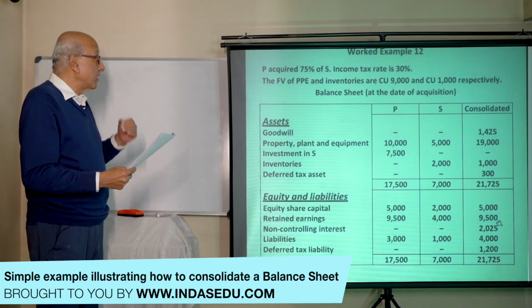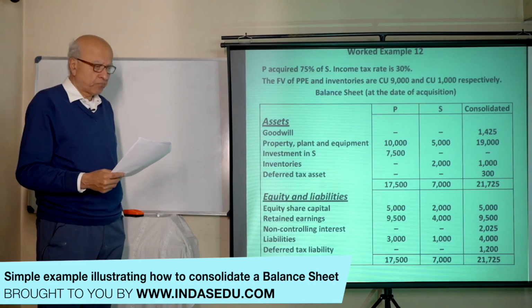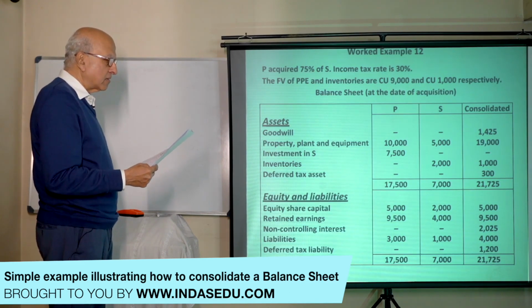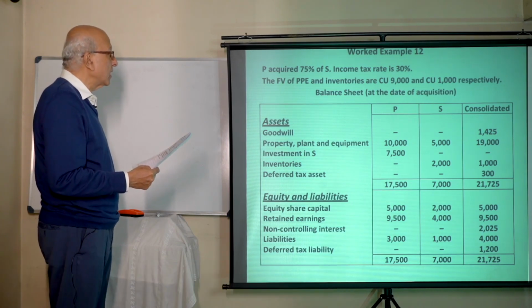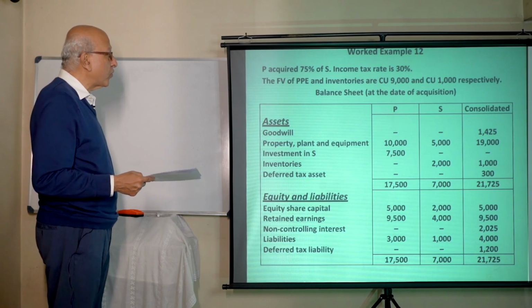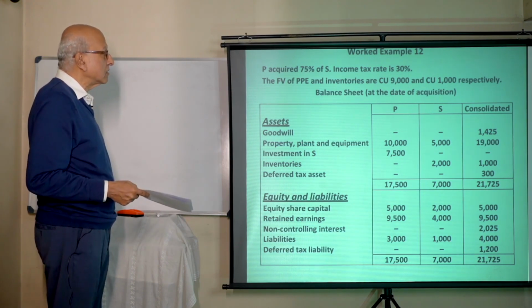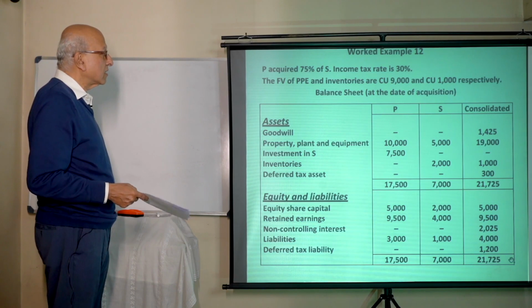P acquired 75% of B, income tax rate is 30%. The fair value of PP and inventories are CU 9000 and CU 1000 respectively. Okay? So fair value of PP is 4000 rupees more, 9000 minus 5000. So there will be a deferred tax liability of 1200.